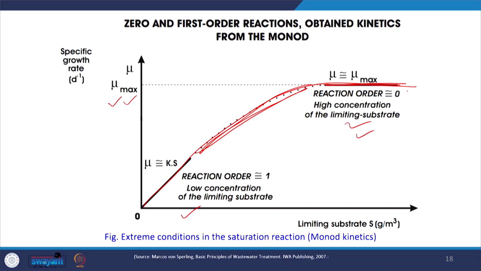So, this is the overall curve we have. At high concentration, nu is equal to nu max and the reaction order is 0, and when the low concentration of limiting substrate is there, the reaction order is 1. So, this is the growth condition.